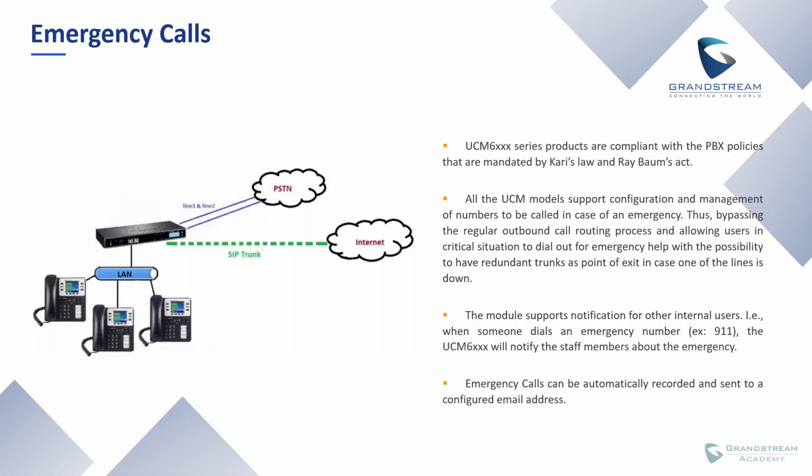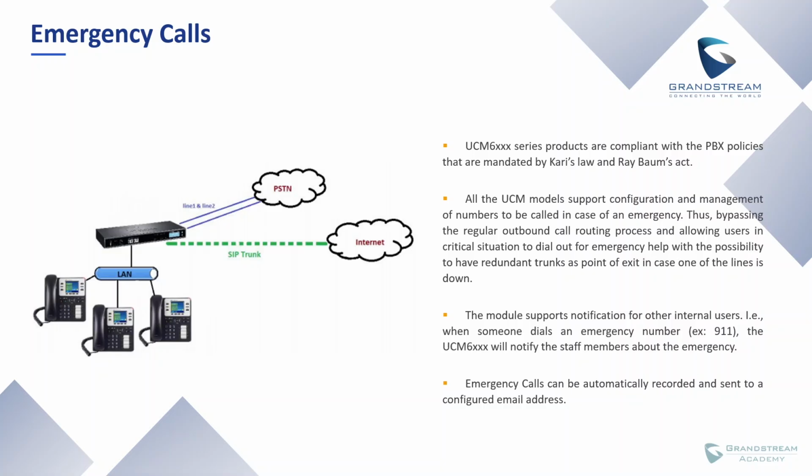This led to the legislation of Carey's Law, mandating that all PBX manufacturers should give emergency numbers a higher priority, and that once they are dialed, the call should be immediately routed to the public safety answering point, bypassing any additional line number that should be dialed before the emergency number. Ray Baum's Act mandates that location information is sent to the public safety answering point when the emergency call has been initiated. This information can include the street, building number, floor number, and room number for hotels. This makes it easier for first responders to locate where the emergency is exactly happening in case the caller couldn't provide this information during the call.